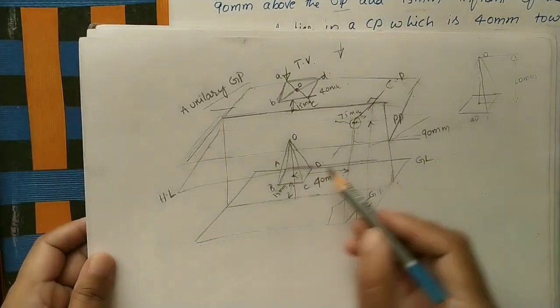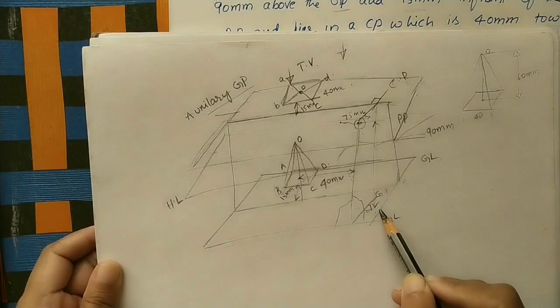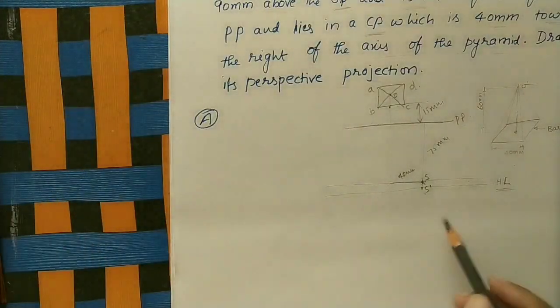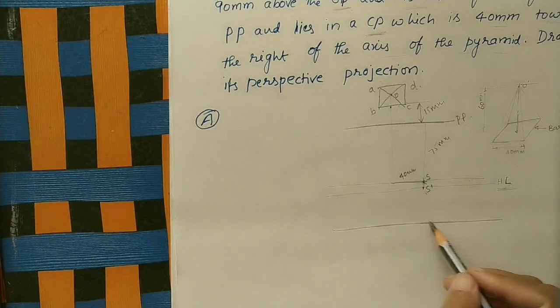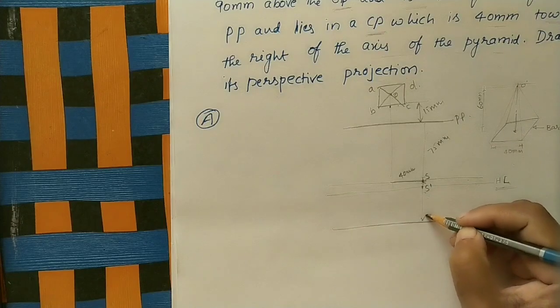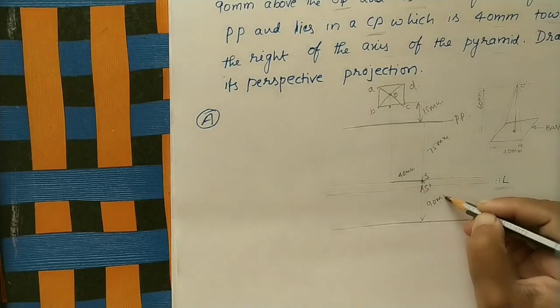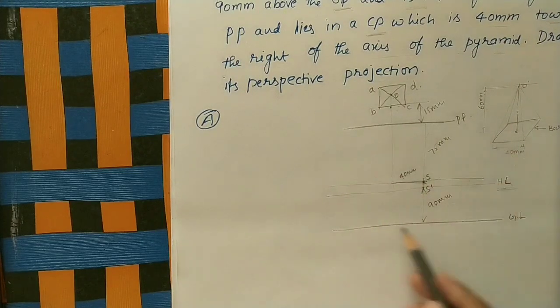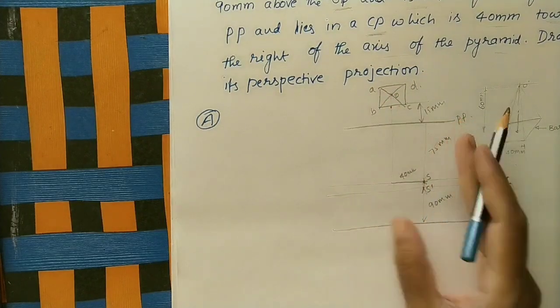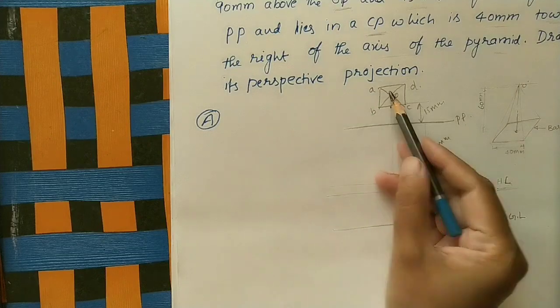After the HL line, how much distance is the ground plane? 90 mm. So from HL to the ground plane is 90 mm. From HL to the ground plane, just take one more horizontal line here. It is called the ground plane or ground line. How much distance is it? 90 mm. Like that we have to draw the PP line, HL line and GL line. Initially we will draw this diagram using drawing instruments. In this area we will get the perspective projection.